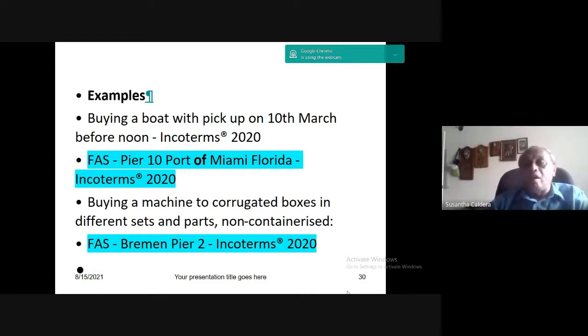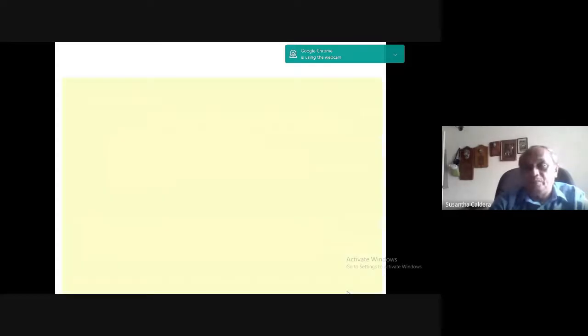Buying machinery, corrugated boxes in different section parts, non-containerized. The previous one was also non-containerized. Then FAS, Pier 2, Incoterms 2020. Right? That's how it is mentioned. This is for additional information.